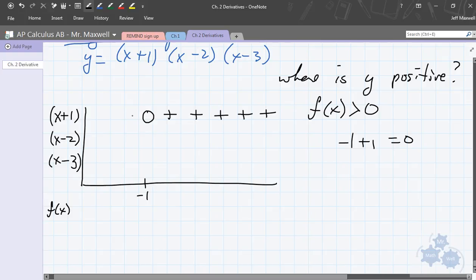Okay. Now, just guess a number that's in this interval over here, less than negative 1, like negative 100. What's negative 100 plus 1? That's negative 99. Party like it's negative 1999. That's when we were born.